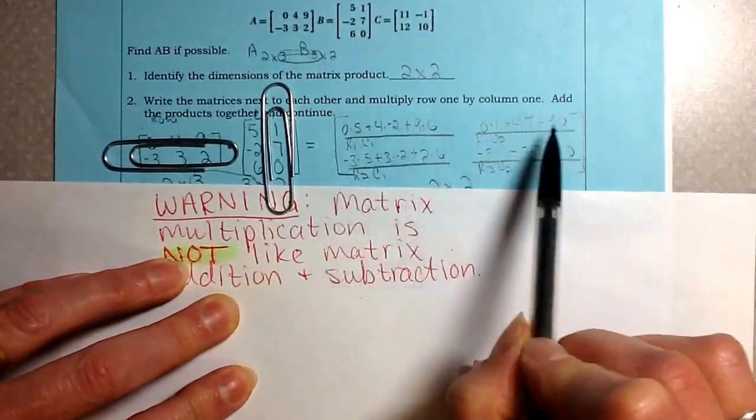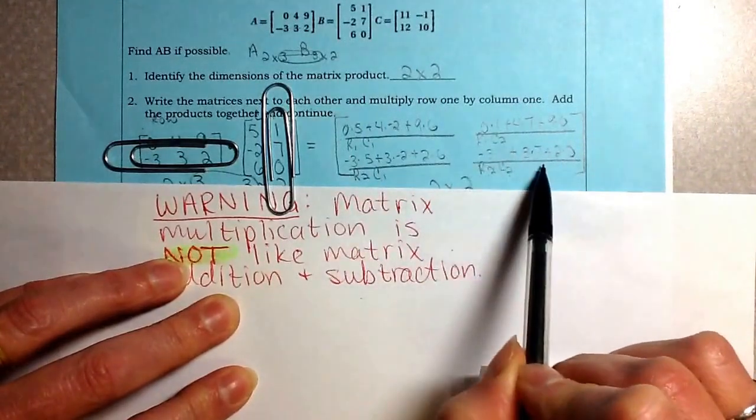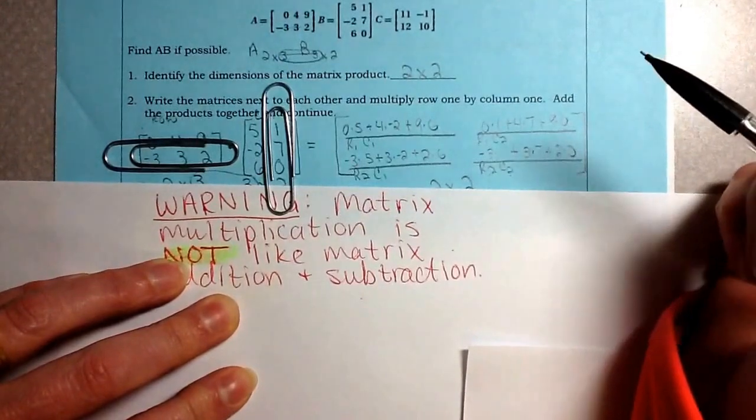Okay, now you can see how probably it could be really easy to make a mistake. So make sure you're showing me your work. If you have a completely wrong answer, at least I can go back and see what you did wrong. You can look and see patterns here too.